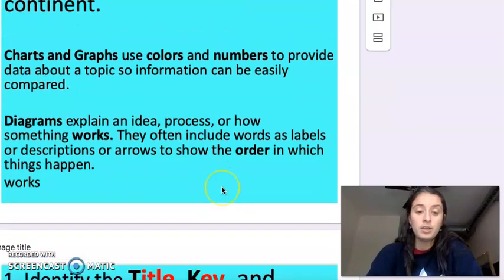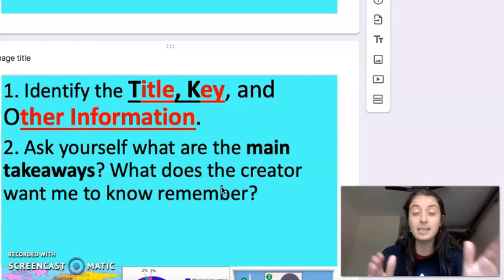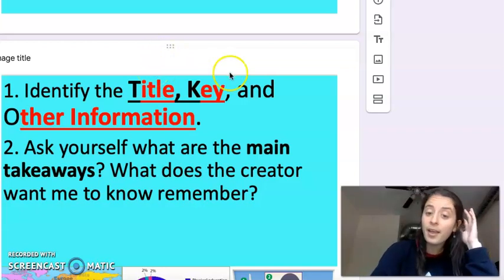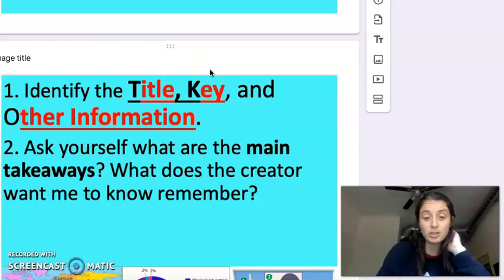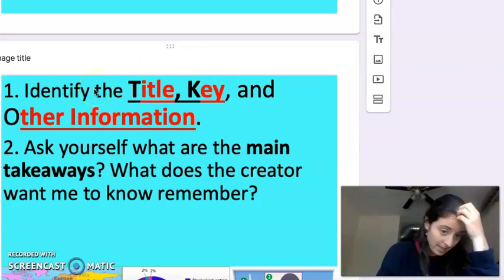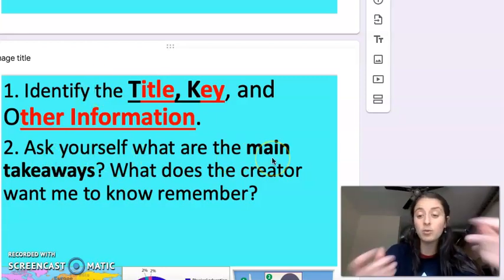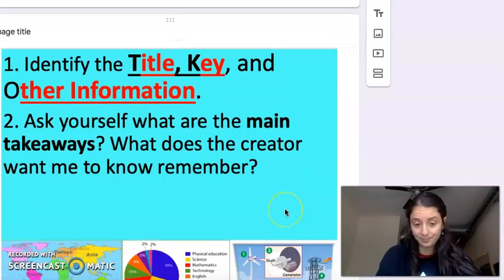So scrolling down, the strategy we've used throughout this year is the TKO strategy. So identify the title. Usually we circle the title, but we won't do that on the computer. Check out the key, and usually we circle the key and look at that information there. And then any other extra information we can find in the graph, you're then asking yourself, what are the main things I take away from this? What am I learning? And what does the creator want me to remember?